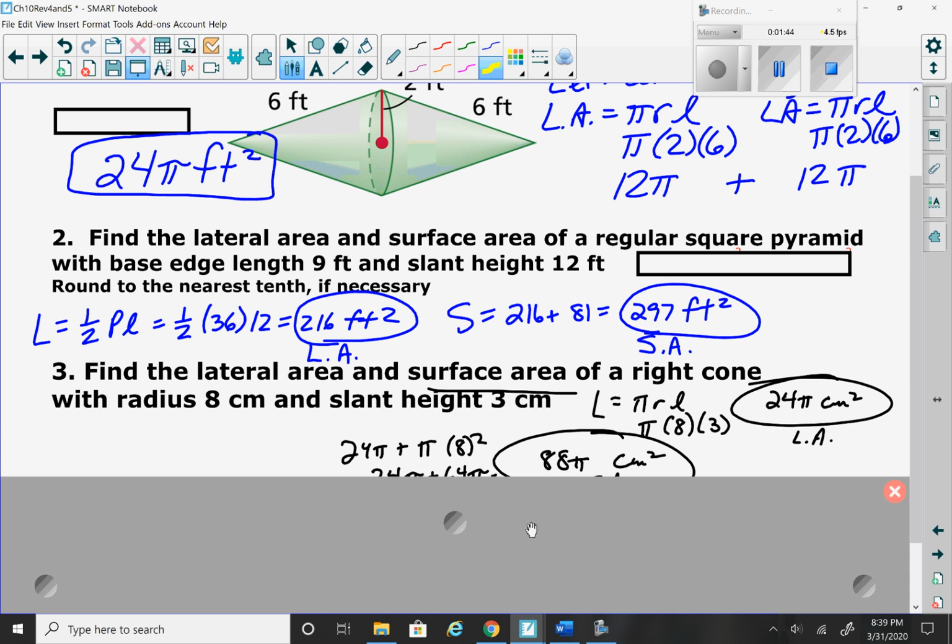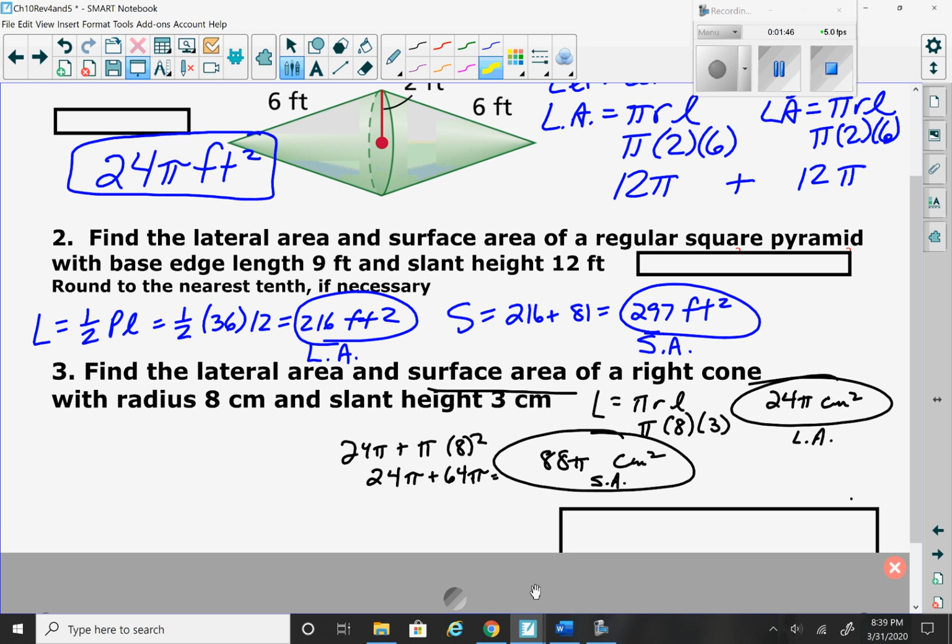And then in number 3, for our cone, again, the lateral is pi r L. So I have 24 pi for the lateral. And then my base is a circle, pi r squared, so 64 pi for that circular base. Add them together and my total surface area is 88 pi. So again, lateral 24 pi, total surface area 88 pi.